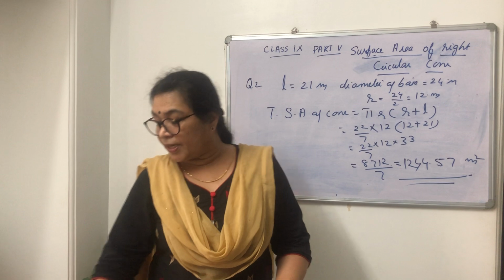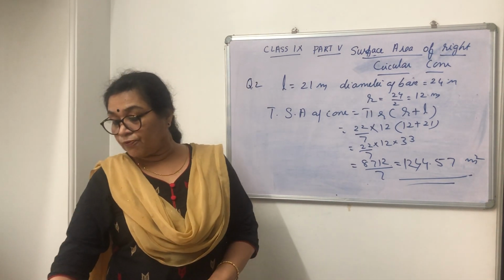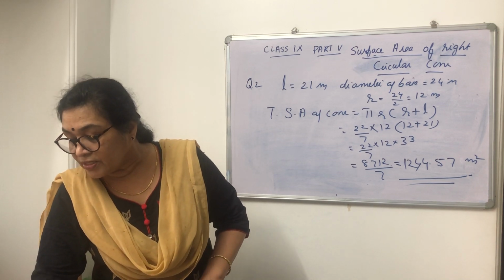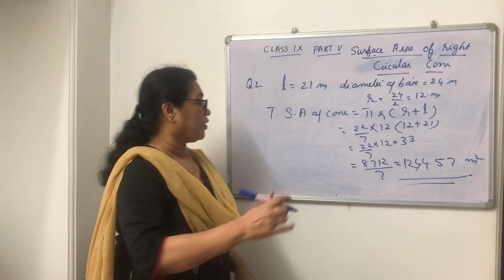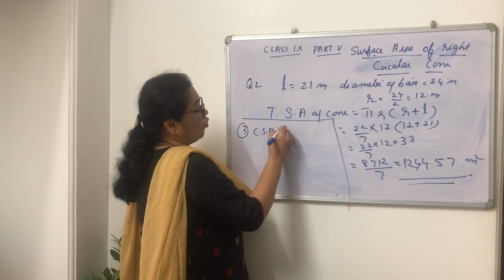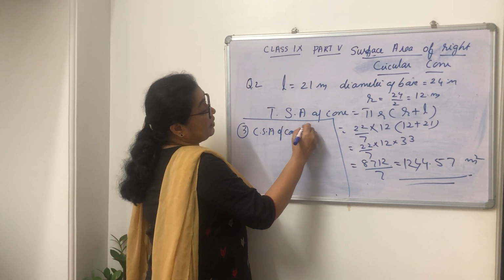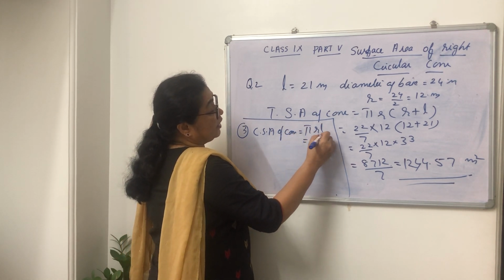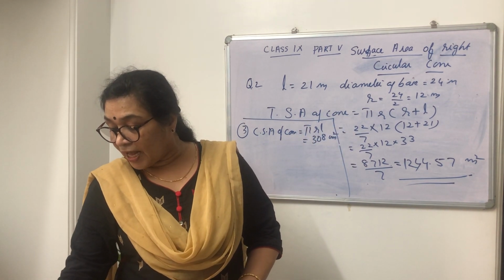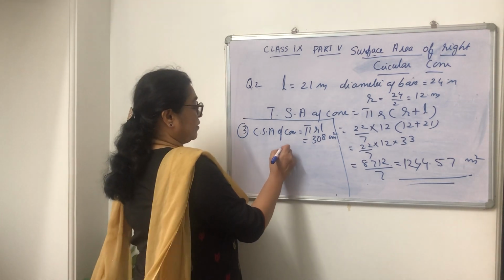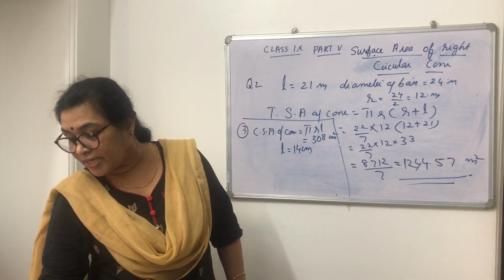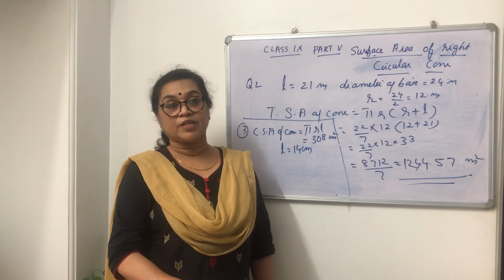Now question number 3. The curved surface area of the cone, that is pi RL, is equal to 308 centimeters square. The slant height is 14. So you need to find out the radius of the base and the total surface area of the cone.